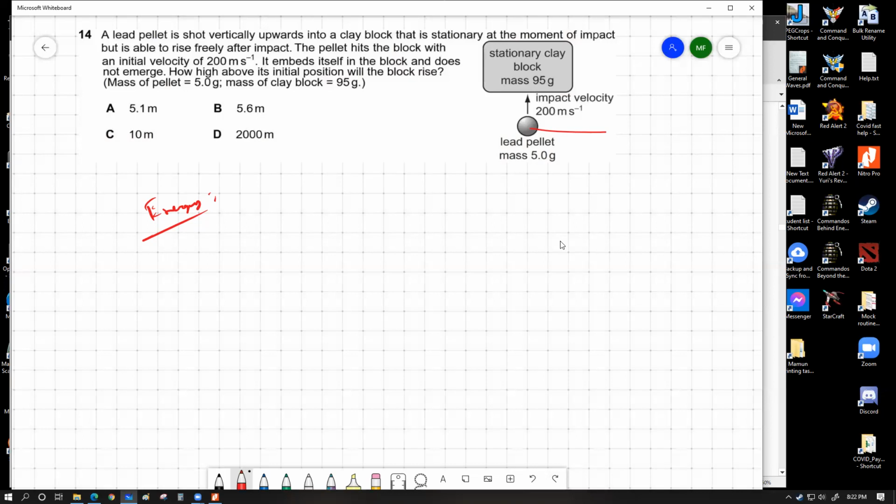That equation might look like this: if I use 5 gram, because it's gram everywhere, half into 5 into 200 squared should be equal to 95 plus 5 into g into h. That's the equation, which looks very lucrative. You can try this, but trust me, this is going to give you a wrong answer because this consideration is not valid.